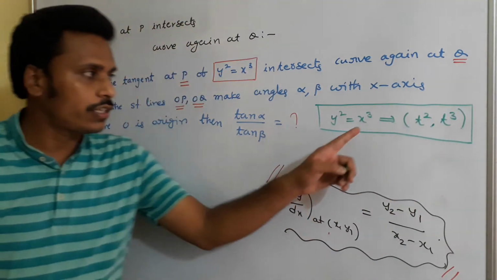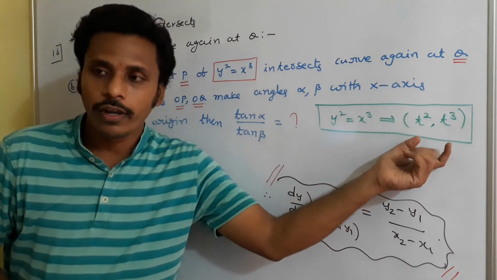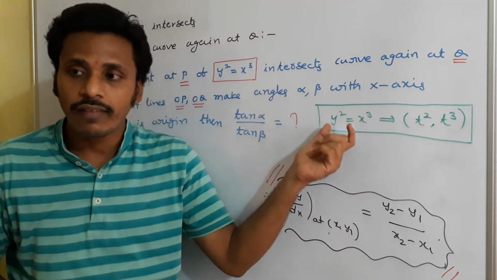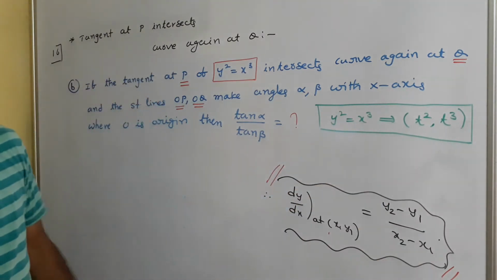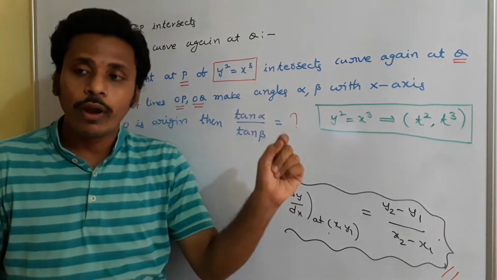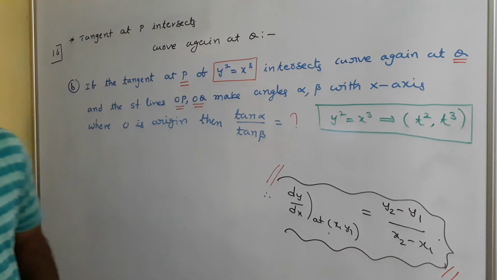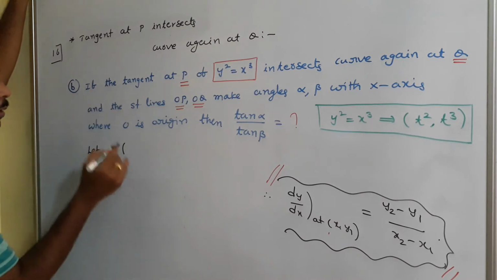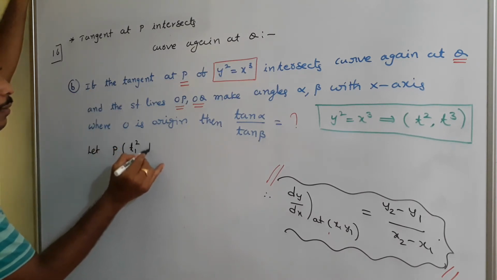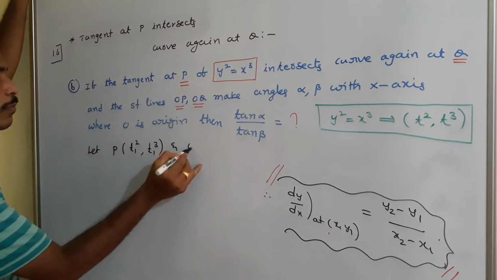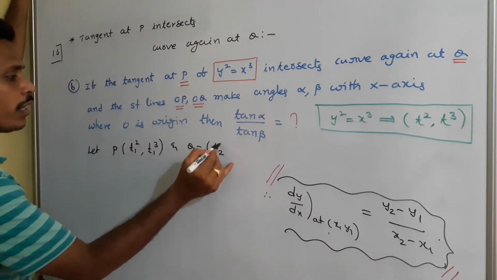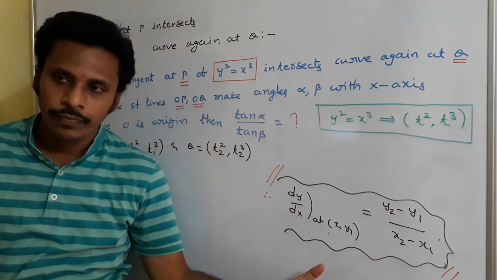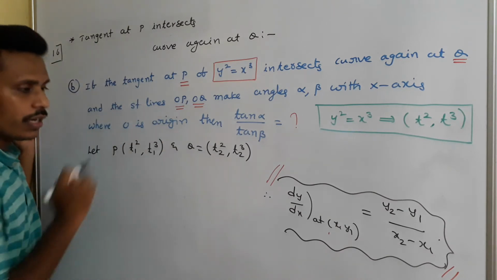If you replace x with t square and y with t cube, this parametric point for sure satisfies the curve. So we will consider every point on this curve to be of the format t square comma t cube. You just take any point on this curve, and that point for sure is of the format t square comma t cube. With that idea, we let the first point P be some t1 square comma t1 cube, and the other point Q be some t2 square comma t2 cube. I have 2 points now. So to use this, I will establish a relation between t1 and t2.